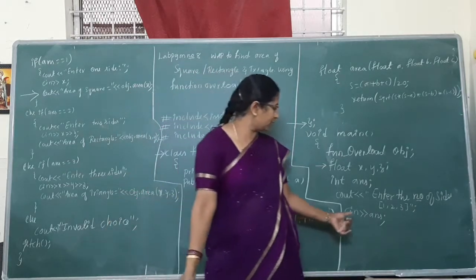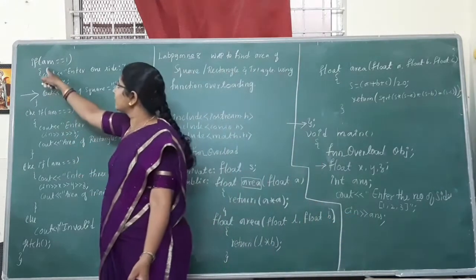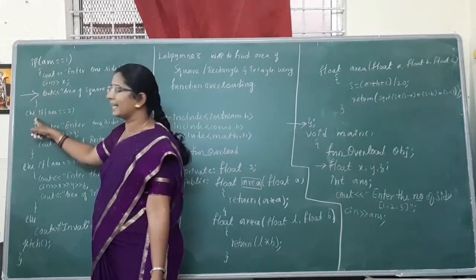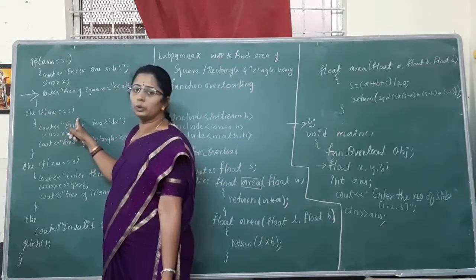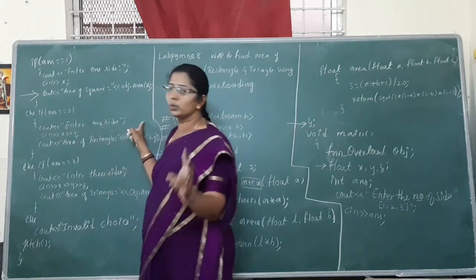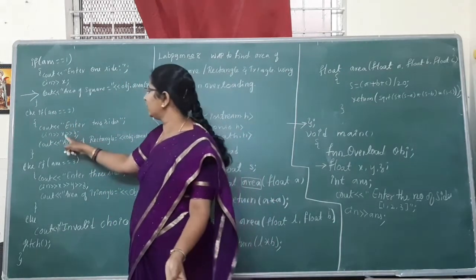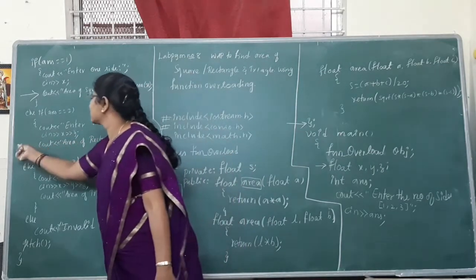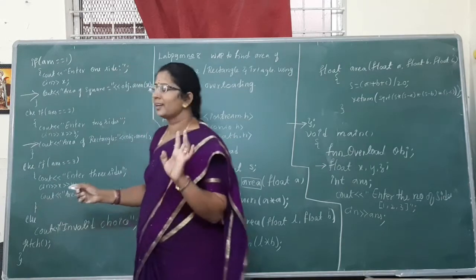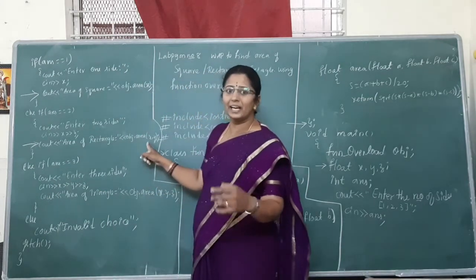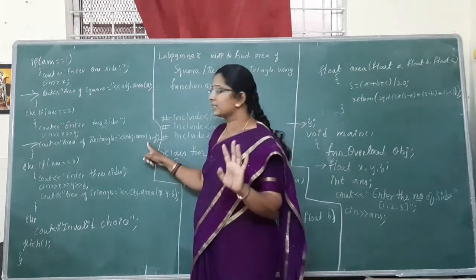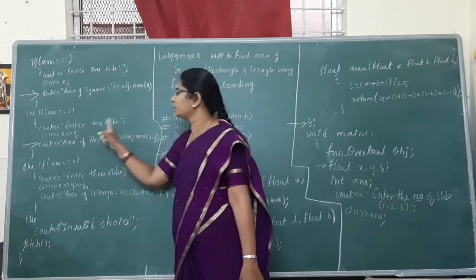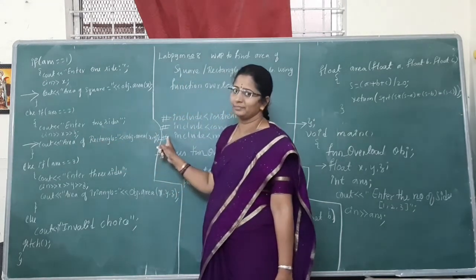Suppose the answer is 2, then control will check here: is 2 equal to 1? No. Control will move to the else part: is 2 equal to 2? Yes. Enter two sides. You are accepting the values with x and y. Just as I had written this before, where I gave 3 and 5, here instead I am giving the value present in x and the value present in y.